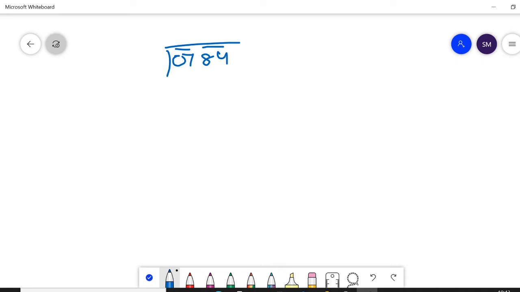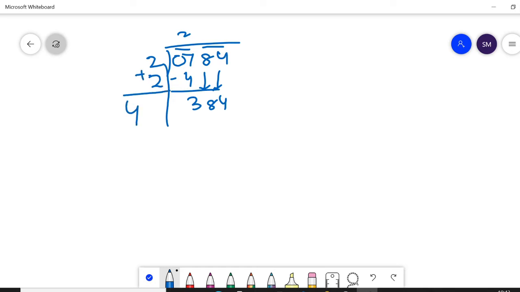Now choose a number. Suppose 2: 2 twos are 4. 3 threes are 9, which is greater than 7, so it is not possible. 2 twos are 4, yes, we can put this. Then the pair 84 comes down with the remainder 3, making 384. Then in the second stage, the 2 is added with this 2, and we get 4.